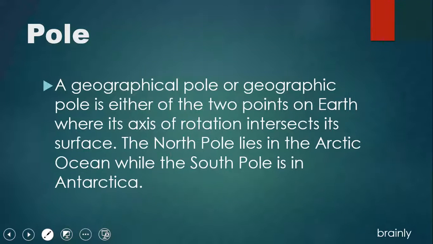Okay, but what is a pole? A geographical pole or geographic pole is either of the 2 points on Earth where its axis of rotation intersects its surface. The North Pole lies in the Arctic Ocean, while the South Pole is in Antarctica.